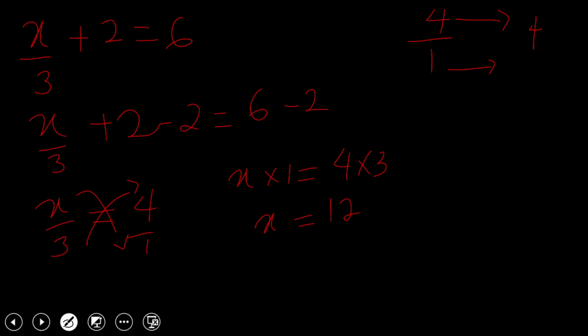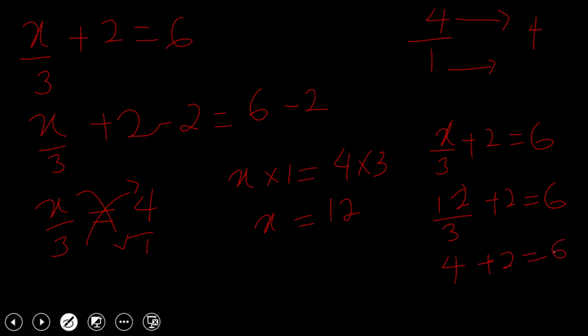Now let's confirm our answer. We have x over 3 plus 2 equals 6. The value of x is 12, so you have 12 over 3 plus 2 equals 6. 12 over 3 is 4, plus 2 equals 6, and 4 plus 2 is 6, equals 6.